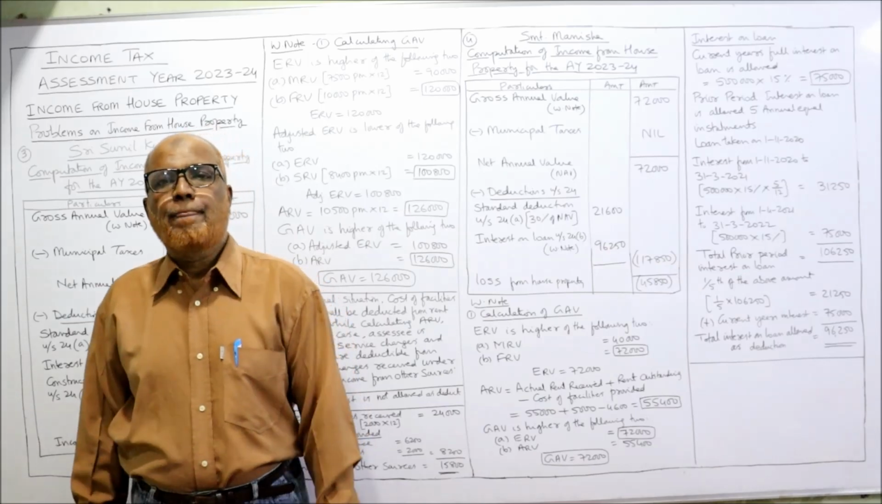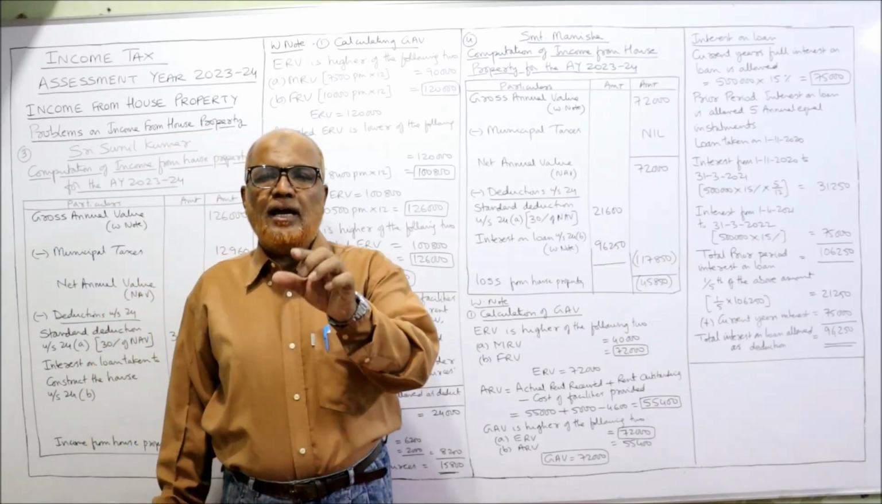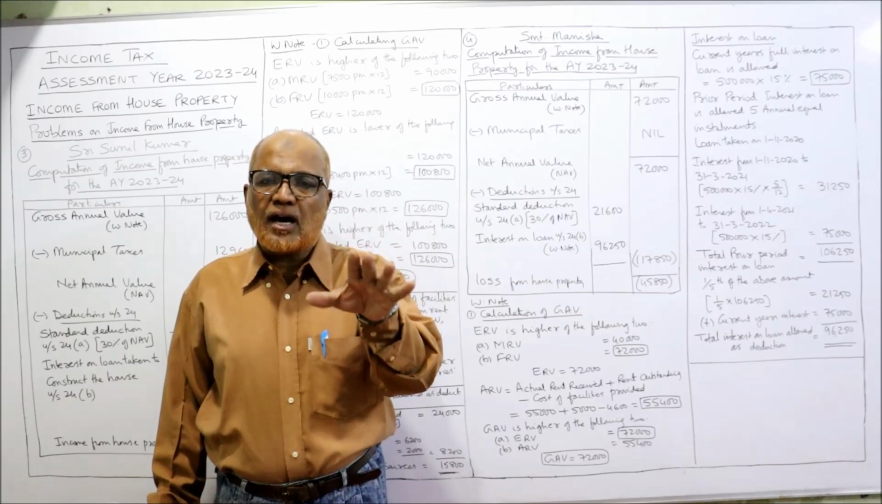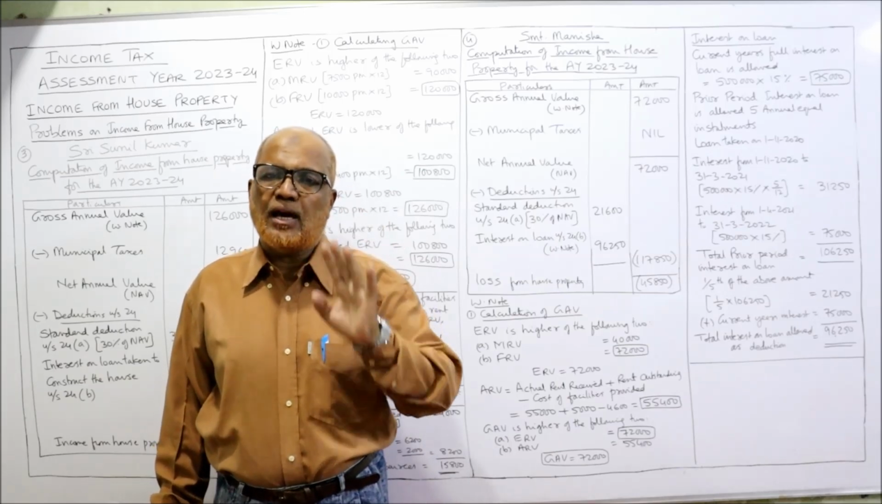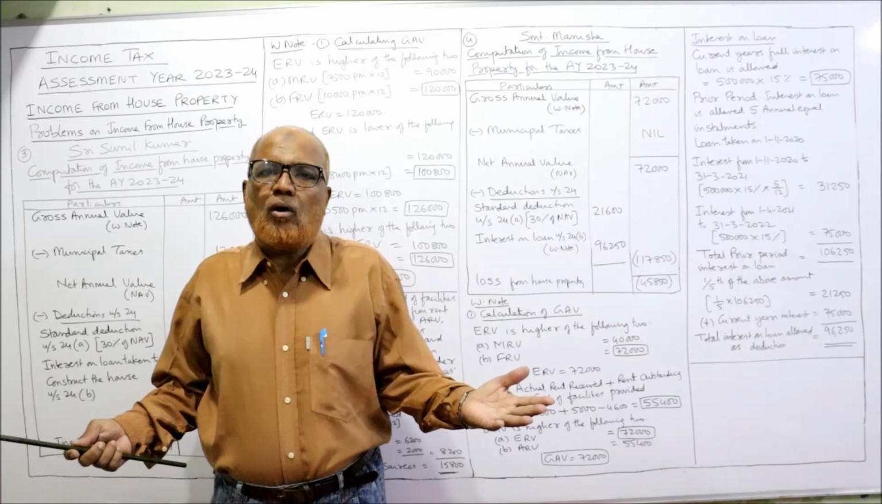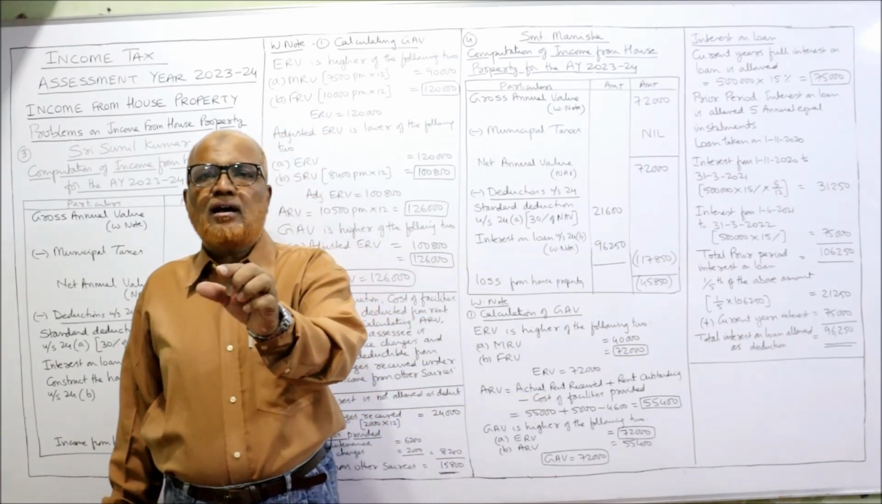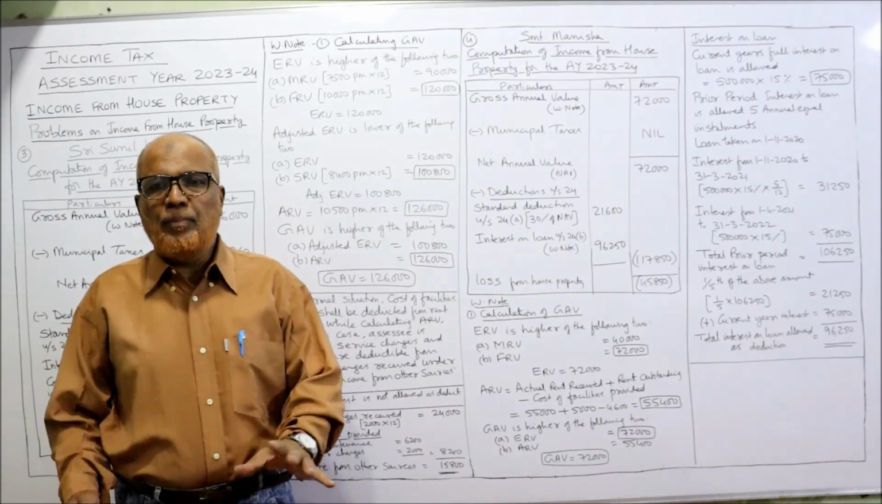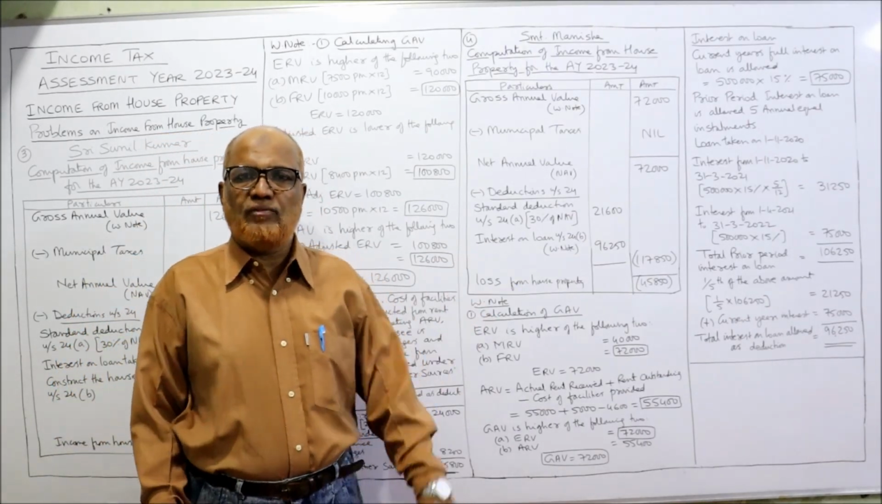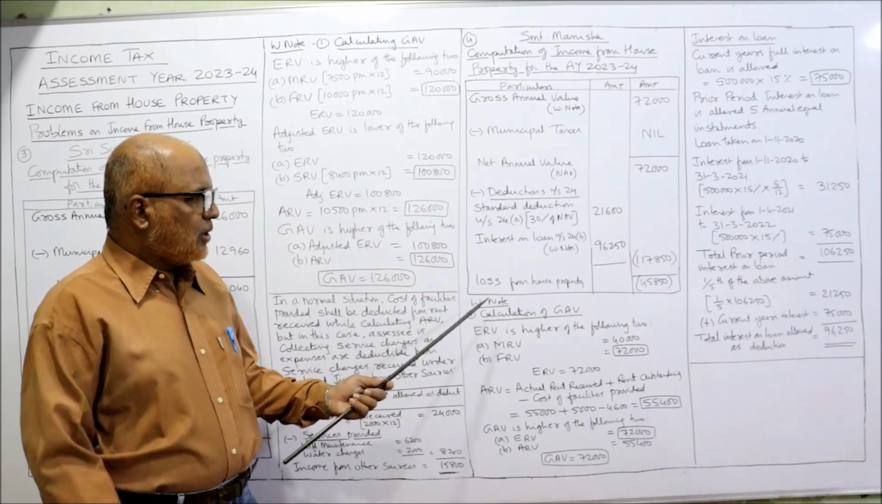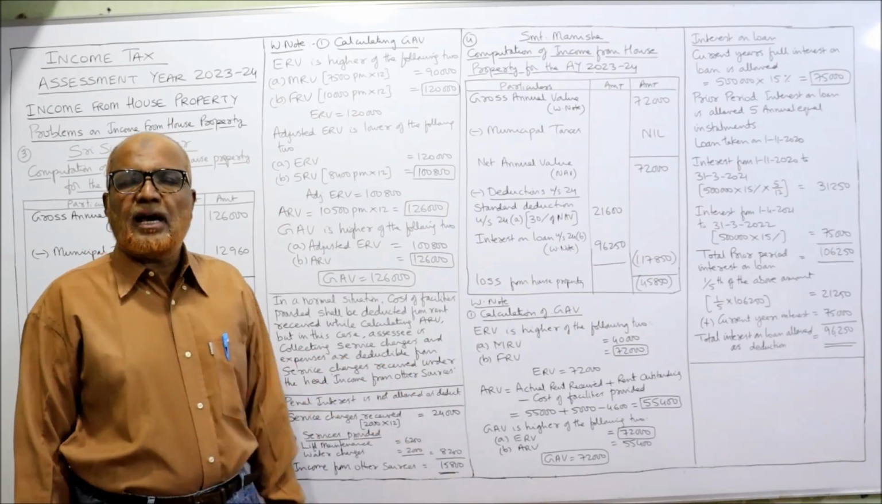One new point. The Income Tax Act says interest on loan for the current previous year is fully allowed as deduction, whether paid or not. So 5 lakh into 15%. Before that, first of all, we'll calculate the GAV, gross annual value. For the calculation of GAV, first we calculate ERV.